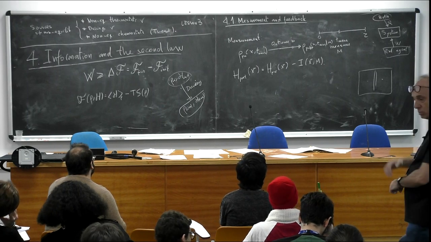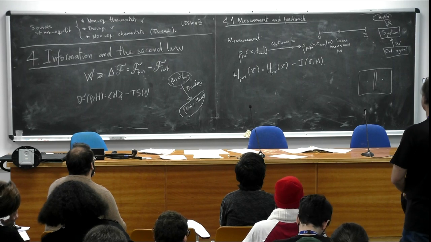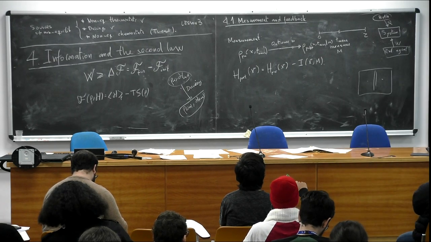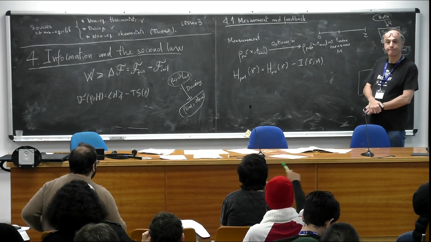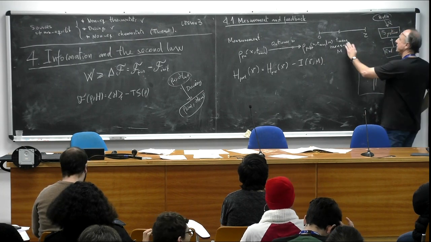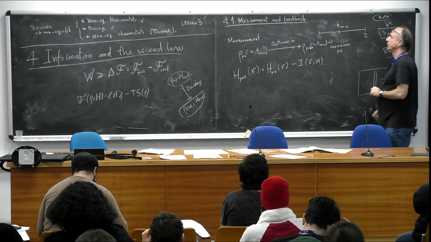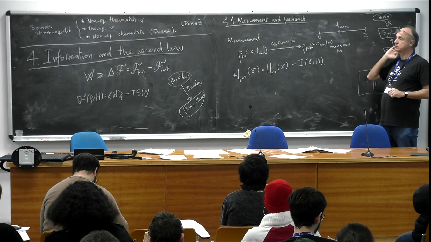I'm confused with the notation. This M is the result of the measurement? Yeah, M is the outcome of the measurement. And we are going from 0 to what? This is the time of measurement, sorry. So we measure and we perform some feedback. Okay.